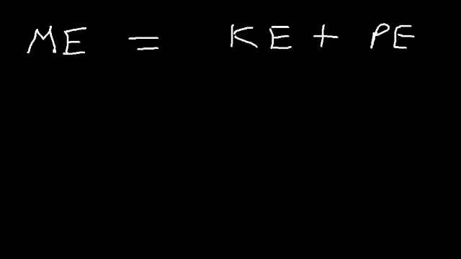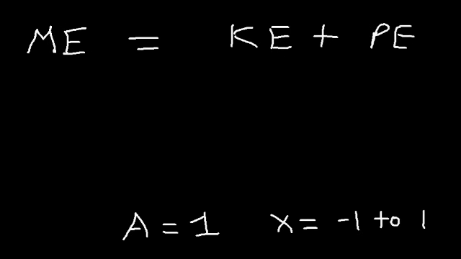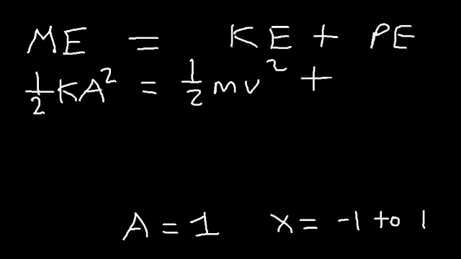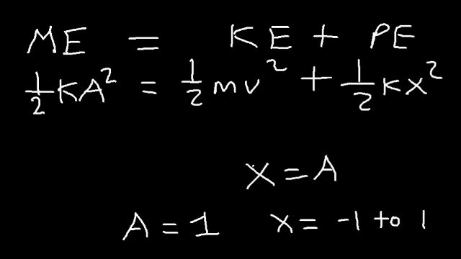The mechanical energy is the sum of the kinetic energy and the potential energy. Keep in mind, when the amplitude is 1, x can vary anywhere between -1 to 1. The mechanical energy depends on the amplitude, that is the maximum value of x, or the maximum displacement. So the mechanical energy is 1/2 ka squared. The kinetic energy is 1/2 mv squared, and the potential energy is 1/2 kx squared. So whenever x is equal to a, the potential energy is the same as the mechanical energy. At this point, the kinetic energy is 0.